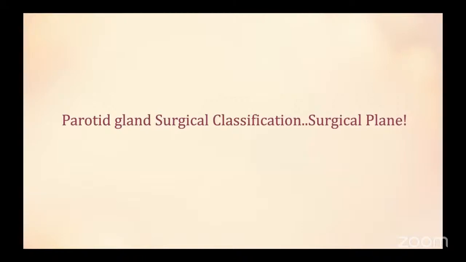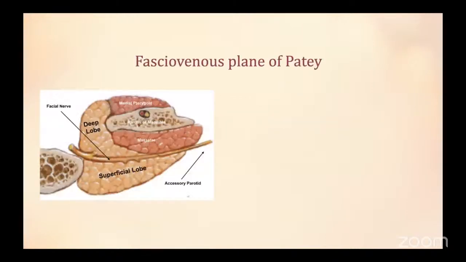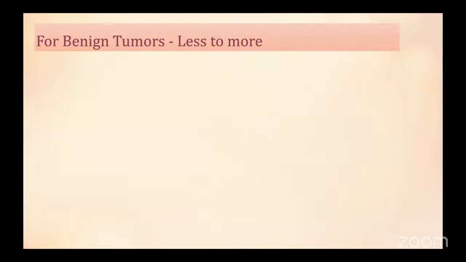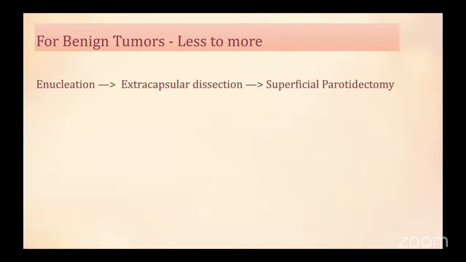So now coming to the parotid gland surgical classification. It is based on the fasciovenous plane of the parotid, which divides it into the larger superficial lobe and the smaller deep lobe. This division is not embryonal in origin and has led to considerable variation in nomenclature of the parotidectomies. So for benign tumors, we have gone from less to more. We were doing enucleation before, then more of extracapsular dissection, and now moving towards superficial parotidectomy.